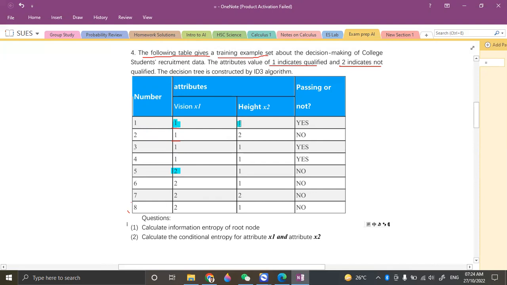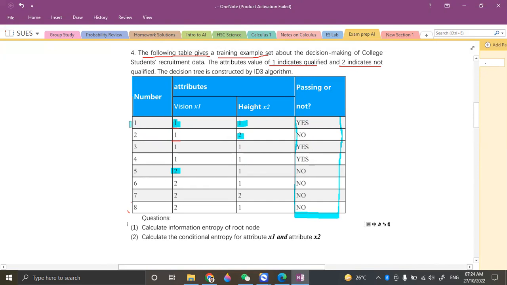Here, 1 means qualified, and 2 means not qualified. And we have to come back to this line again and again. We have to come back here for the final result. So this part is our final result. We have to come back here multiple times, and we have to count whether it is yes or no.